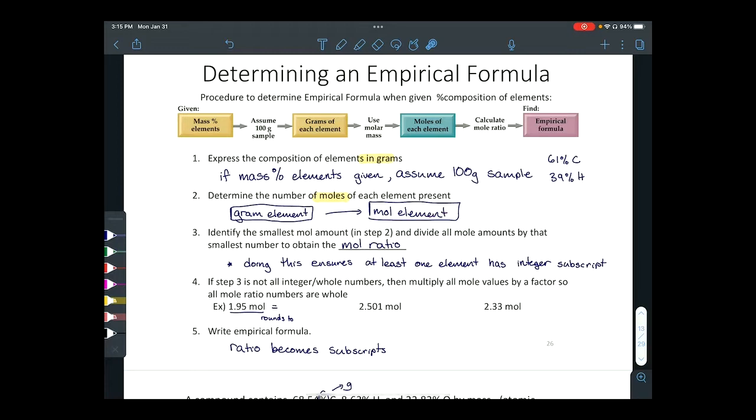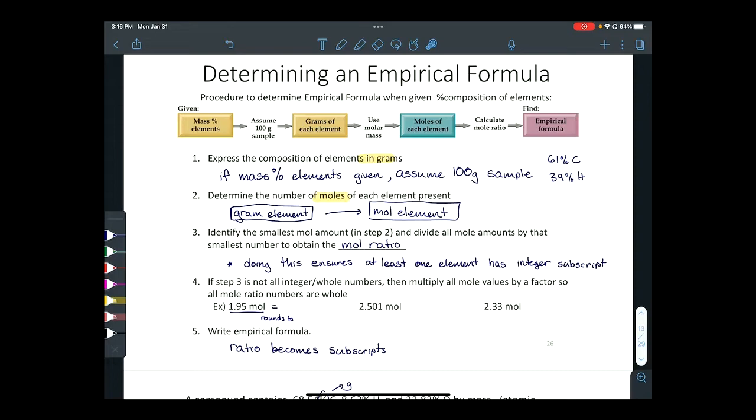Once you get the mole amounts for each element, this is what I call, determine the mole ratio. So what I do is I look for the smallest number that I just calculated and divide all the values by that number. And there's a reason why. It ensures that we have an integer value for that mole ratio, and then you express the empirical formula.